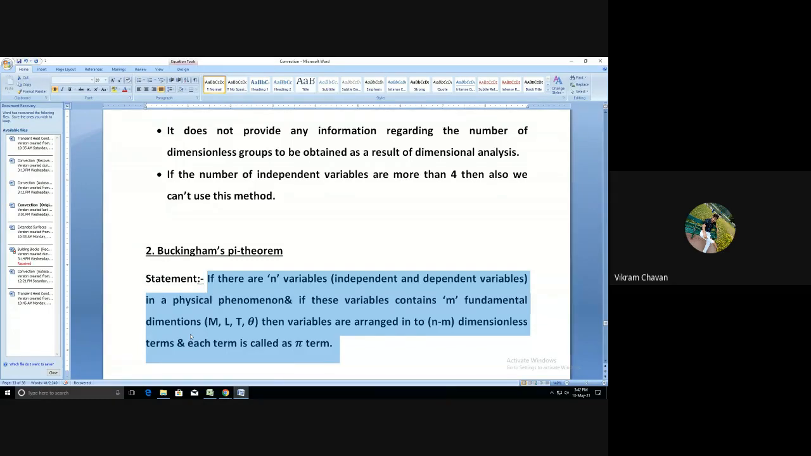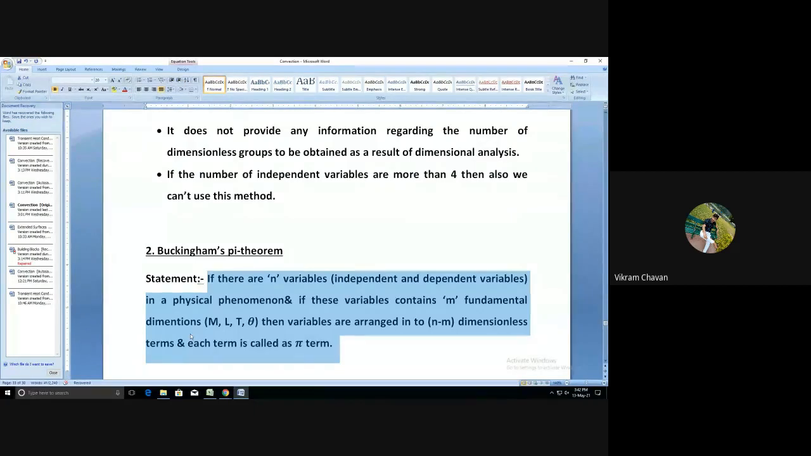Consider a phenomenon, the applied force, which is given as force is equal to mass into acceleration. How many variables are included in that phenomenon? Force is the first variable, mass is the second variable, and acceleration is the third variable. So we can consider 3 variables in the force phenomenon, according to Newton's second law of motion.